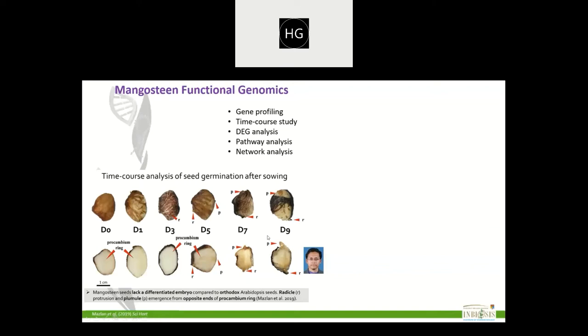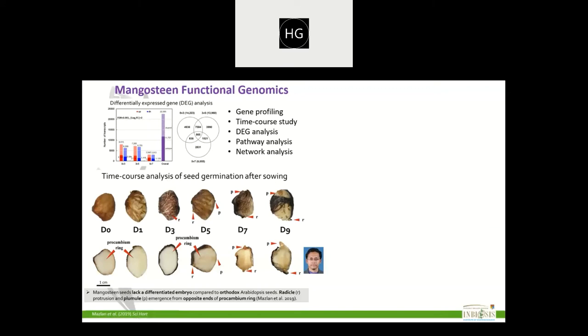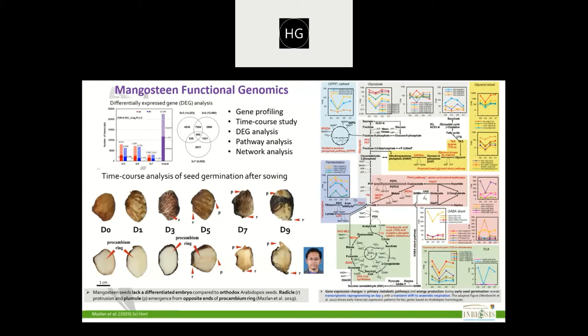And we actually studied this through time course analysis of seed germination by profiling the transcriptome, looking at how it changes, and also mapping onto the SeedNet from Arabidopsis.